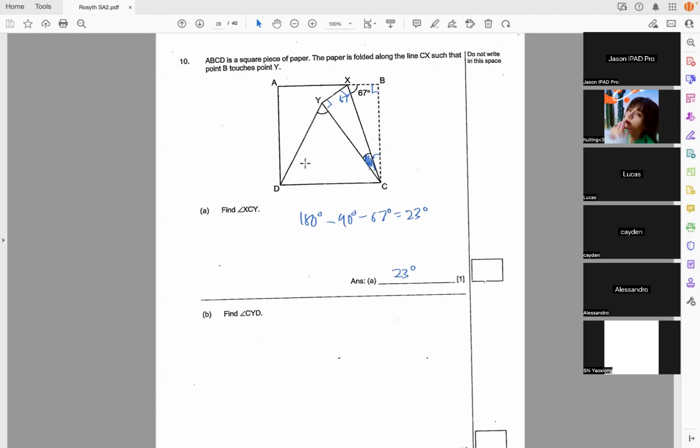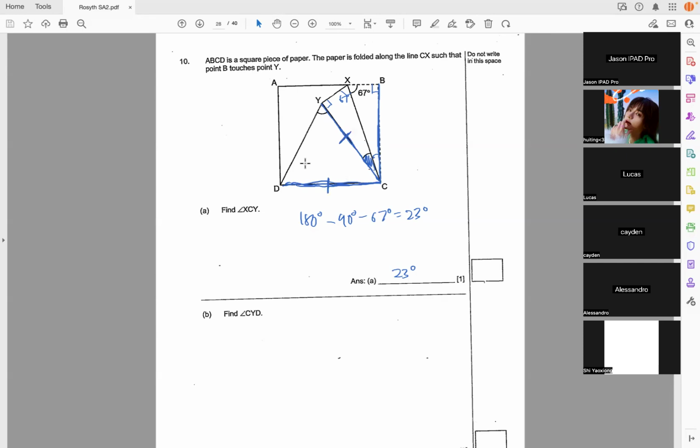Next, find angle CYD. So find this angle. Now, remember, this line is the side of a square, and this is also the side of a square. So these two lines are equal. So this is equal to this. A common mistake people make is they make this equal also. You cannot. How do you know? You do not know.